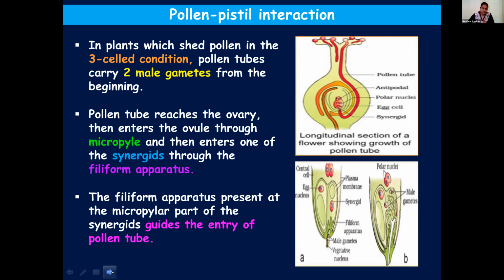Yes, ma'am. Now, once the pollen grain gets germinated, it forms the pollen tube and grows through the stigma, style, and finally it will reach the ovary. And inside the ovary, the ovule. So, through the micropylar end of the ovule, the pollen tube will enter, and there the filiform apparatus is present at the micropylar end, and this filiform apparatus will help in guiding the pollen tube to enter into the synergids. And once they have entered the synergids, these male gametes will be distributed. All that we will learn. Two fusions, double fertilization, will take place.